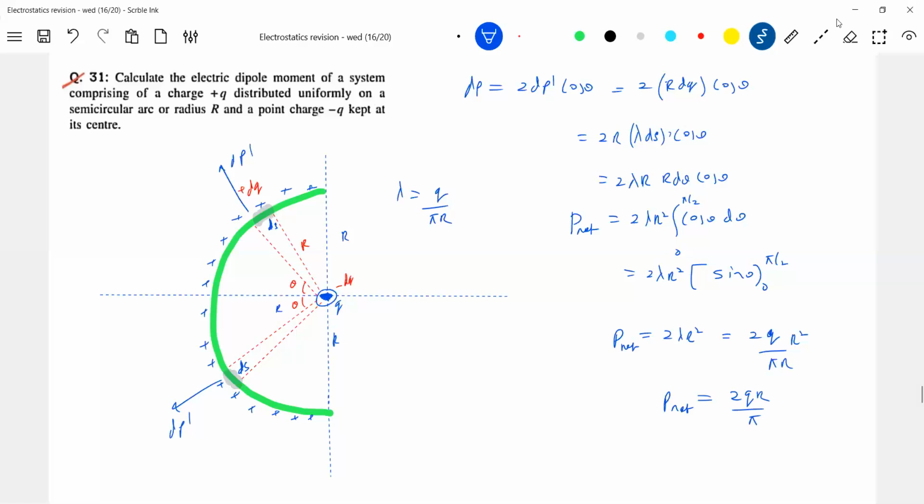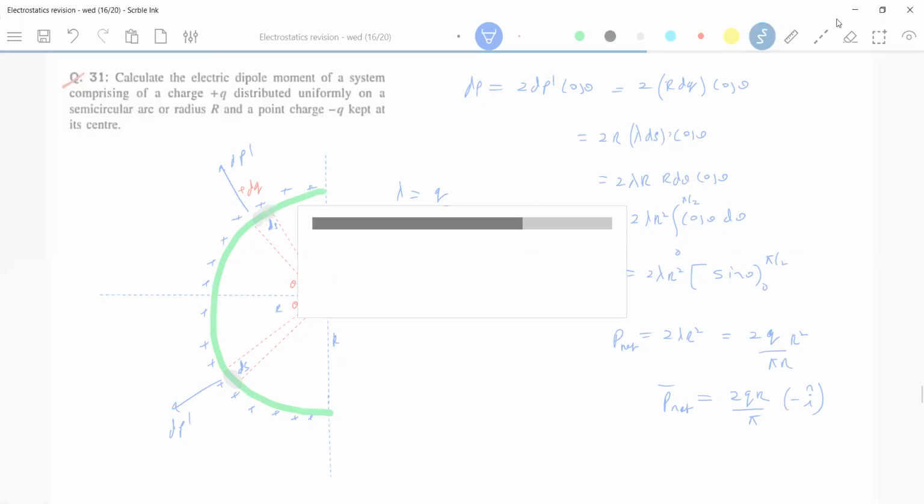And how will it be directed? Towards left, minus i cap, because it's a dipole moment, no? The net dipole will be directed towards left. Such a system can be taken and put in a uniform electric field. Then they may ask you the work done to rotate this, or the time period of oscillations can be asked here.